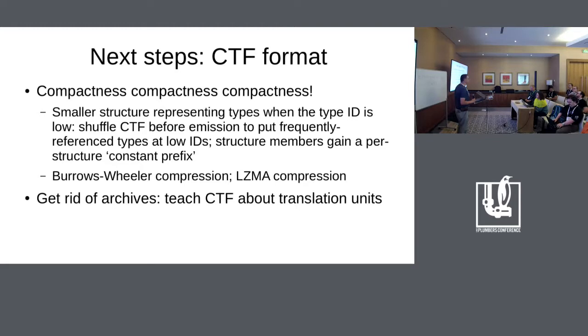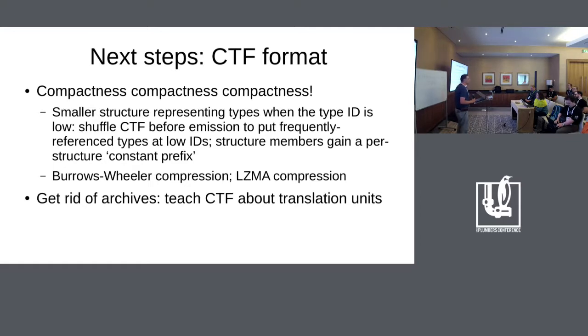I'd like to try to Burrows-Wheeler compress as much as possible first to see if it's handleable in a sensible fashion. I'd like to try compressing with LZMA instead of just gzip. It seems like those are cheap ways to get piles of extra compactness with almost no effort. It wouldn't improve memory usage, but it would at least make the compressed format smaller.